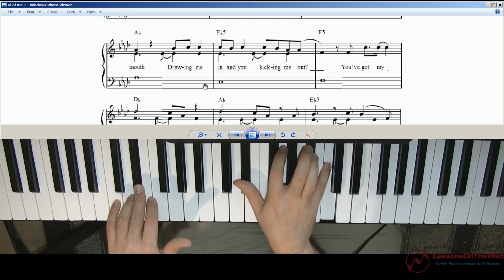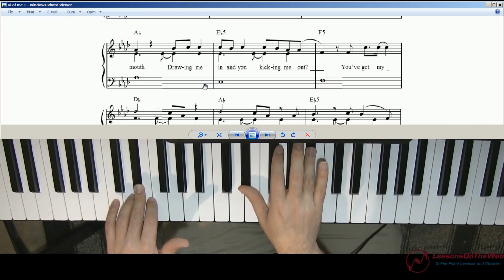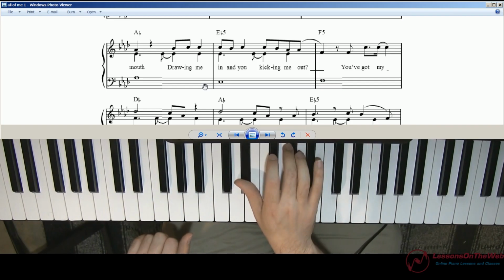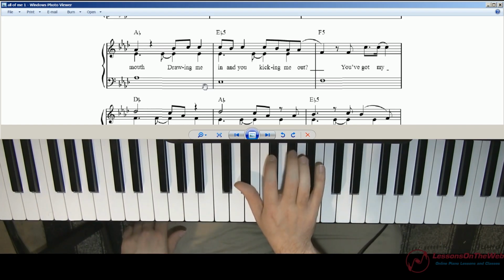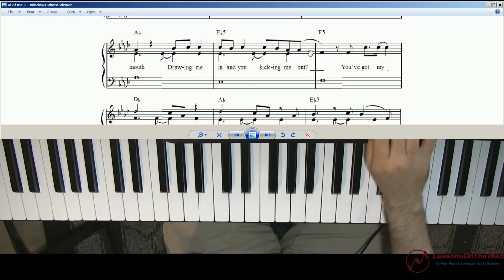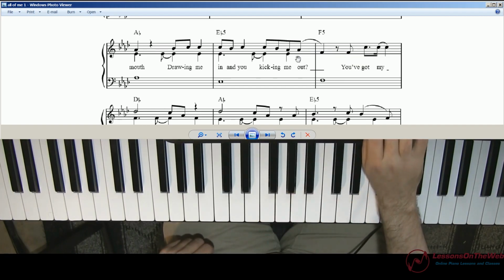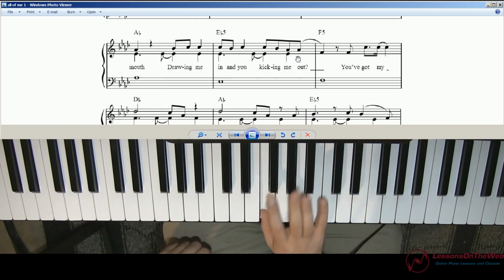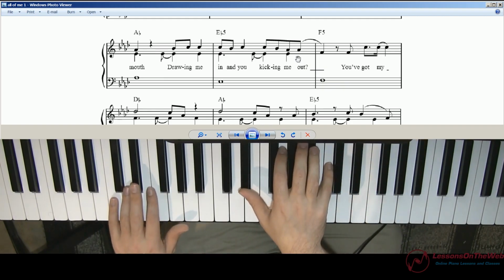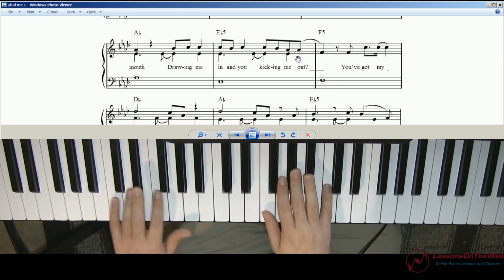We seem to have a lot of those. And then "kicking." For "kick," you're going to have C, and "ing" is B flat with your right hand. And then "me," you're going to hit E flat and A at the same time. "Me, out." And then actually the word "out" spans over 2 notes. It spans over this last note here, out to the next F. So this whole measure is "in and you, kicking me out."